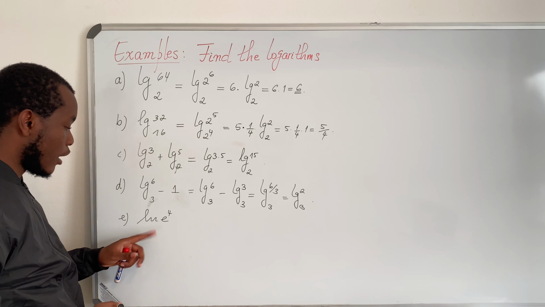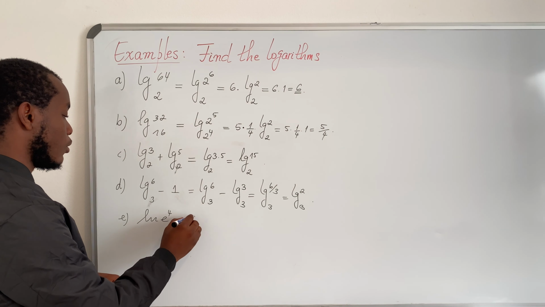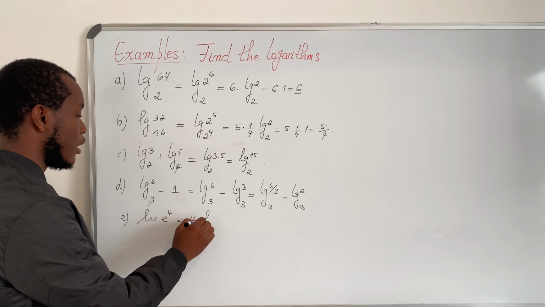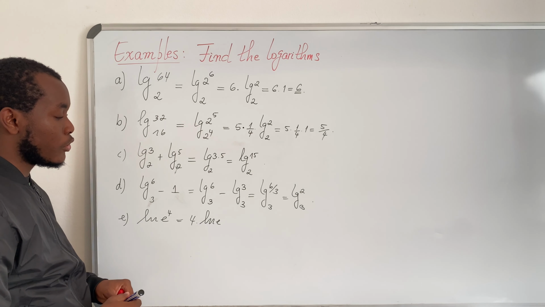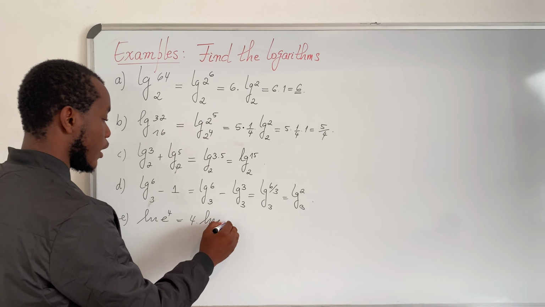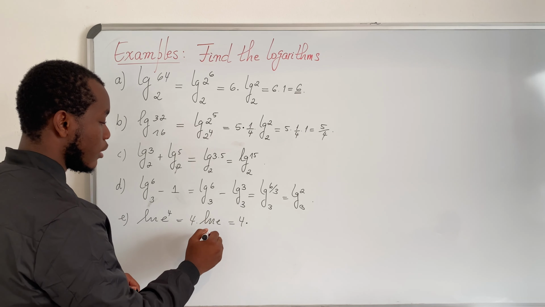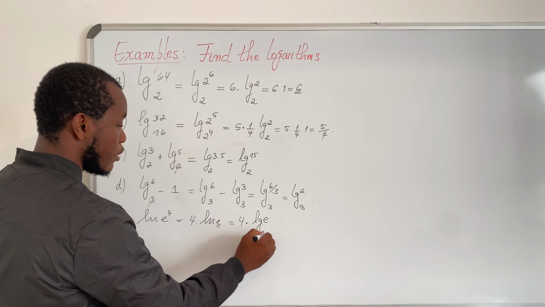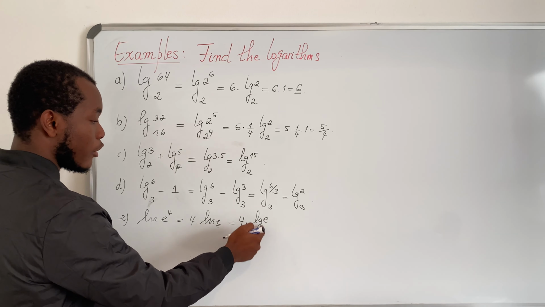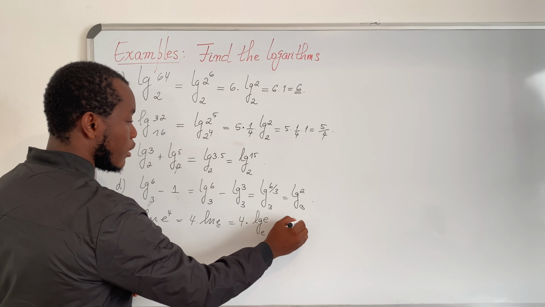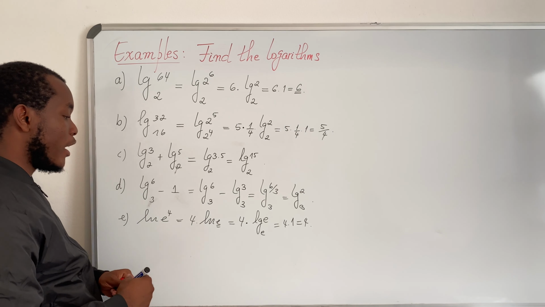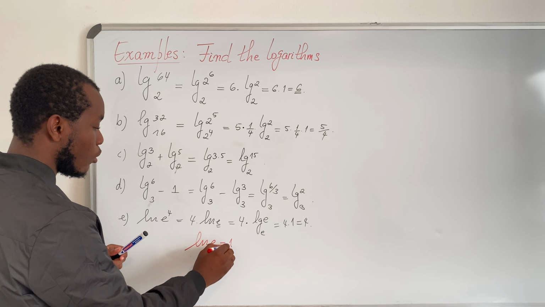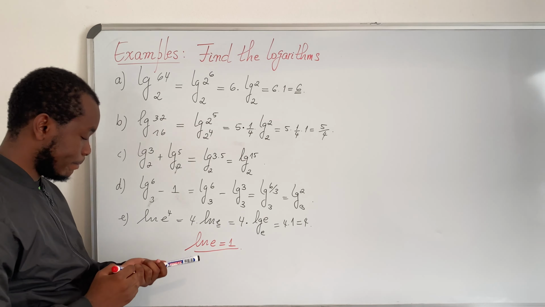And here I apply the same rule, which is sending the 4 at the back. I'm going to have 4 times ln of Euler. This is the natural logarithm. So we say that Euler always has a base Euler. So this is log of Euler to the base Euler. The base is the same as the argument, so that's 1. 4 times 1 is equal to 4. Therefore, whenever you find ln of Euler, it's always going to be 1.